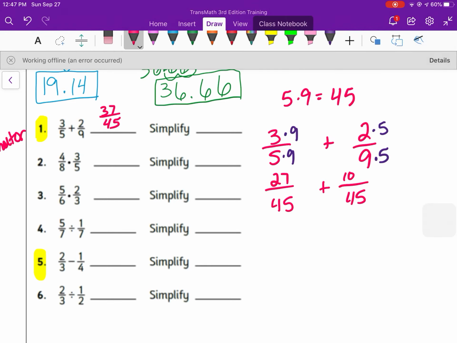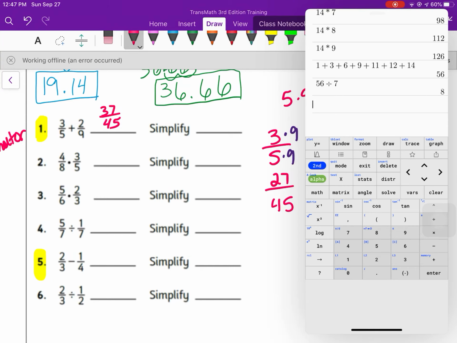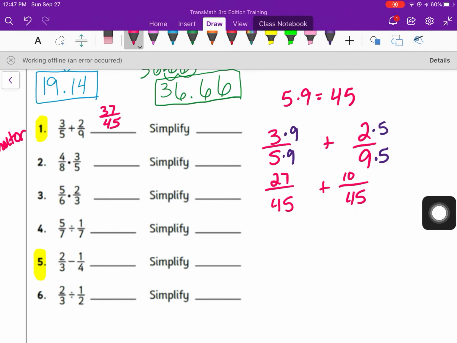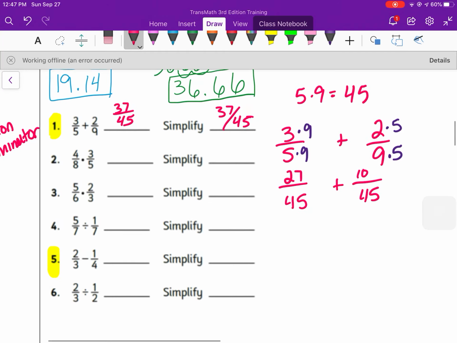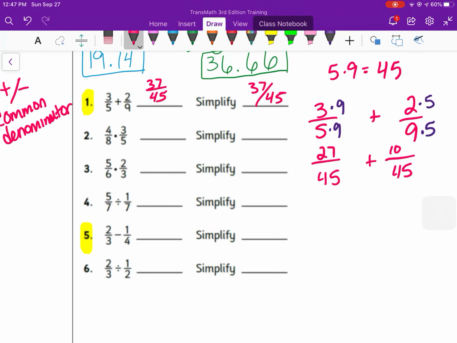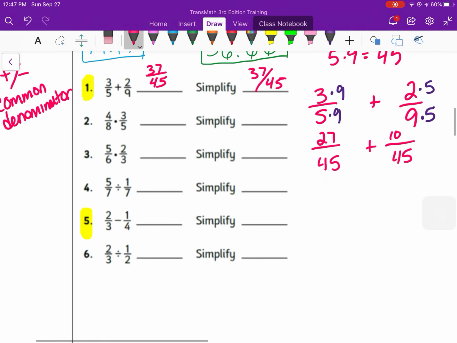Now 45 is divisible by 9 and 5, and I think that's it. And 37, you cannot divide by 9 or 5, so I don't think that you can simplify this. It is just going to have to stay 37 over 45. So for adding and subtracting, you do have to have that common denominator. Let's do the subtracting one too.